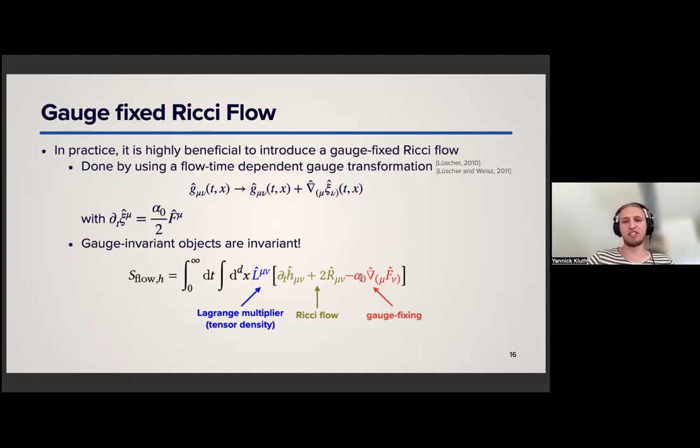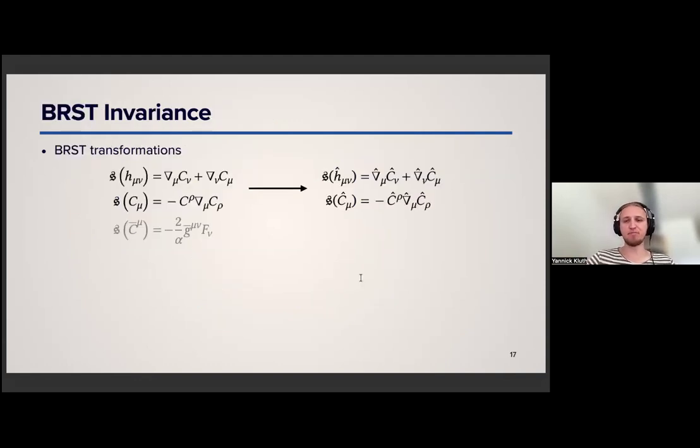But of course, when I introduce such a gauge fixing, I also want to understand whether the whole theory is still BRST invariant. We know that the theory at vanishing flow time, because all the modifications that I introduced in the Ricci-flow formalism are at finite flow time, is still a BRST invariant theory. I can look up the standard BRST transformations of the graviton and the Faddeev-Popov ghosts, which are here, and I can verify that my Einstein-Hilbert action with the Faddeev-Popov gauge fixing is still invariant under this.